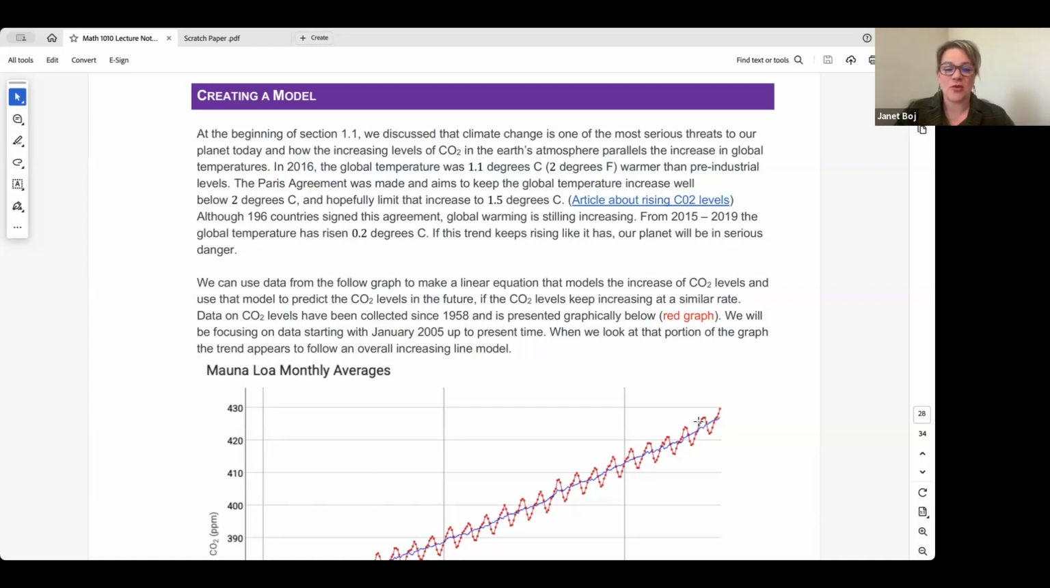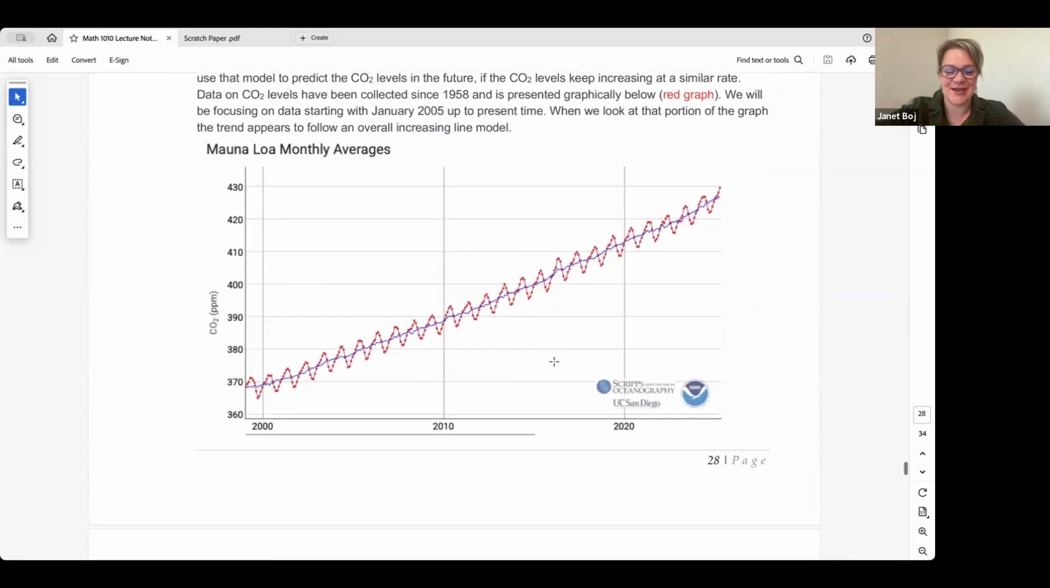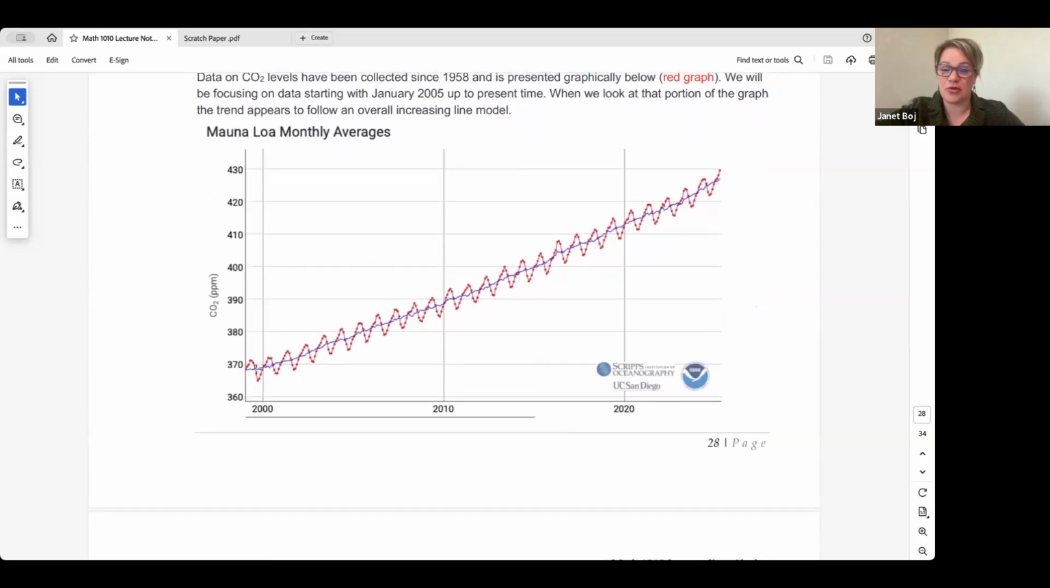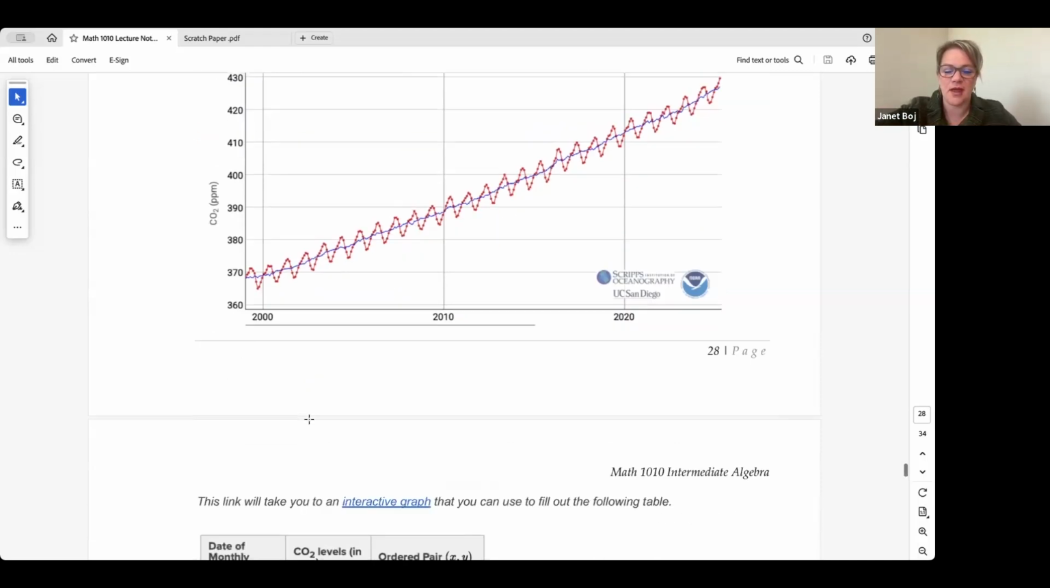So first of all, how do we create this model? We're looking at this situation with carbon dioxide in the atmosphere. And we know as the carbon dioxide increases, the temperature increases also. So it's important for scientists and people who study the weather to understand this idea. We have this graph that we've looked at previously that shows these carbon dioxide levels over time. Time would be the independent variable on the x-axis because it just keeps ticking independently. And then the amount of CO2 in parts per million would be the y-axis, the dependent variable.